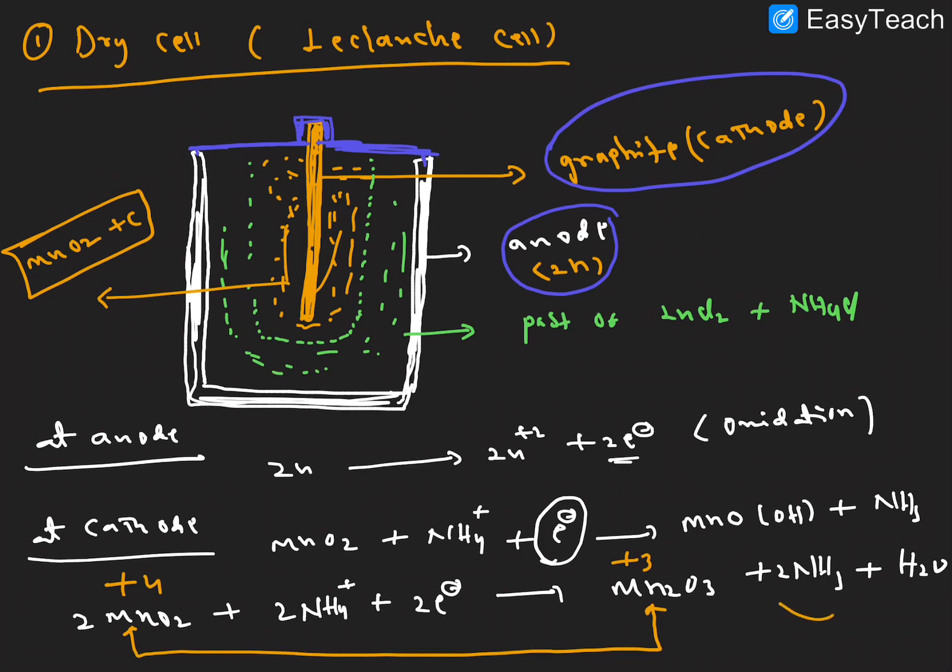A very important point: this ammonia combines with the zinc ions to form an ammonia-zinc complex. Let me explain clearly. The zinc ions formed are Zn2+. They react with 4 moles of ammonia to form [Zn(NH3)4]2+. This is the formation of the complex in the dry cell, right?